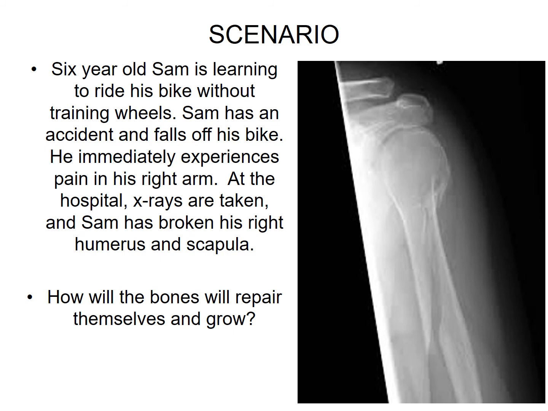So another clinical scenario for you here. We have a 6-year-old named Sam who's learning to ride his bike, and he falls off, and unfortunately he breaks his arm. When x-rays are taken, they confirm that because he broke not only the humerus, but he also broke his scapula. So how will the bones repair themselves and grow? So we know the osteoblasts and osteoclasts are going to be involved with this, right? We have to get rid of the old, broken, damaged tissue, and we also have to repair it and build brand new tissue. So let's talk about how the healing process actually begins and what ends up happening on the next slide.